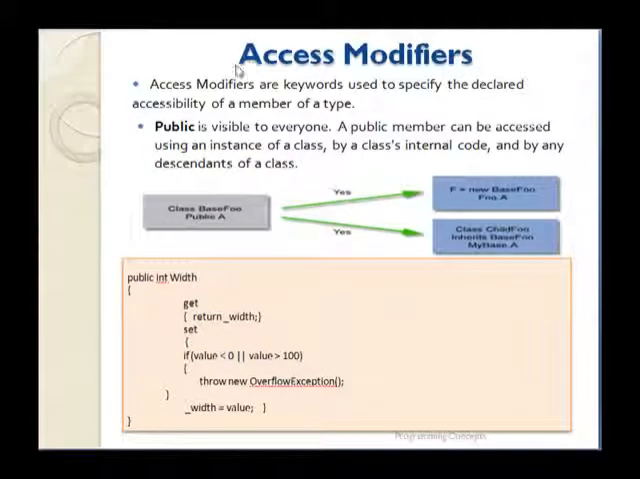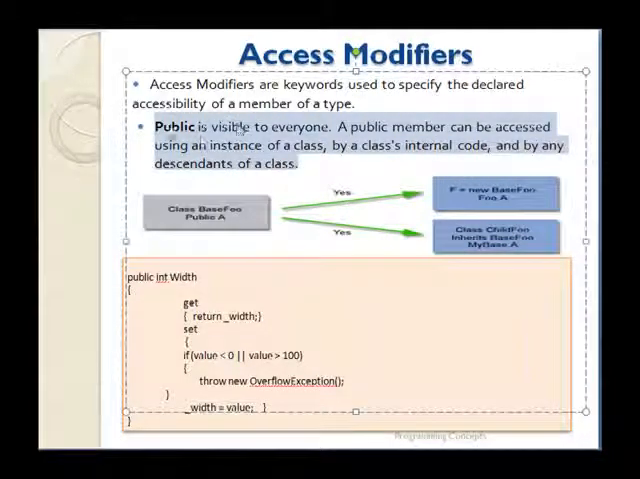The next slide contains access modifiers. Access modifiers are keywords used to specify the declared accessibility of a member of a type. There are 5 types of access modifiers: public, private, protected, internal or friend, and protected internal. First we look at the public access modifier. Public is visible to everyone. A public member can be accessed using an instance of a class, by a class internally, and by any descendant of a class.